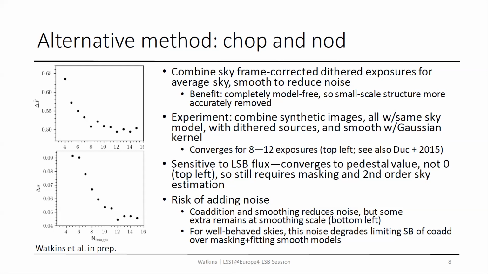So when you do subtract these skies, you are adding noise onto every individual frame that you subtract them from. And for well-behaved skies, this actually degrades the limiting surface brightness of your final generation coad compared to just a polynomial fit plus masking procedure. So I would say if we use this one, we would have to use it with care.